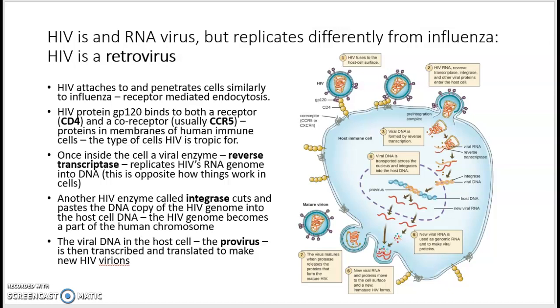Once inside the cell, a viral enzyme called reverse transcriptase replicates HIV's RNA genome into DNA. So the RNA genome is made into a copy of DNA. And if you recall, this is opposite the way things work in regular cells. The reason this happens is so that another HIV enzyme called integrase can cut and paste that DNA copy of the HIV genome into the host cell DNA. So the HIV genome actually becomes a part of the host cell chromosome. The viral DNA in the host cell, which we call the provirus, is then transcribed and translated to make new HIV virions.